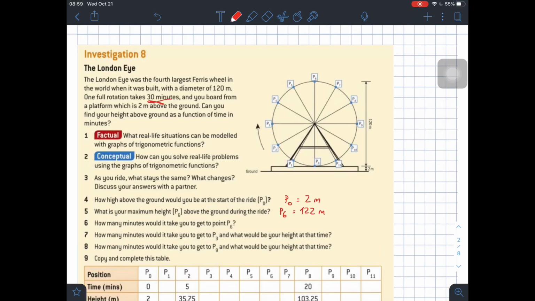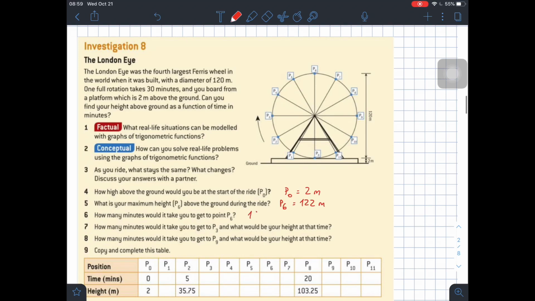If the problem is telling us that the full rotation is done in 30 minutes, then getting up to P6 would be half of the time, which is equal to 15 minutes. So let's write here 15 minutes. Then it says, how many minutes would it take you to get to P3 and what would be your height at that time? P3 is right here, okay? You see that P3 is half of the Ferris wheel, right? So if it took me 15 minutes to reach P6, then the time it would take to reach P3 would be half of 15, so it would be 7.5 minutes.